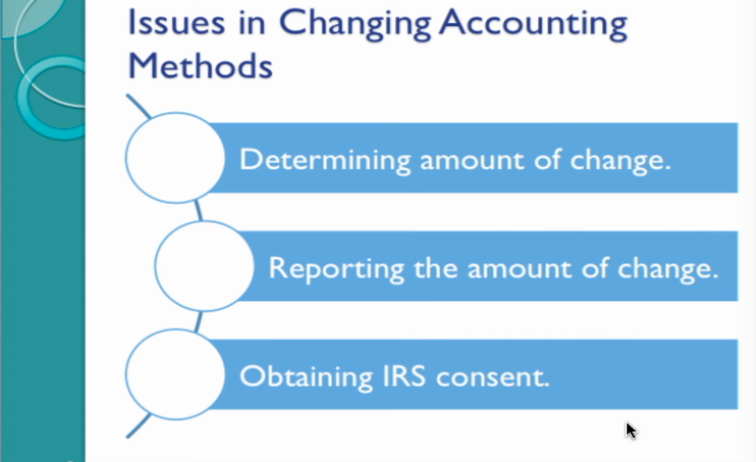These are just some of the issues that come up in changing accounting methods. The biggest one there is obtaining IRS consent. That doesn't usually happen, but if it does, then you have to think about the amount of the change and report that amount as well.